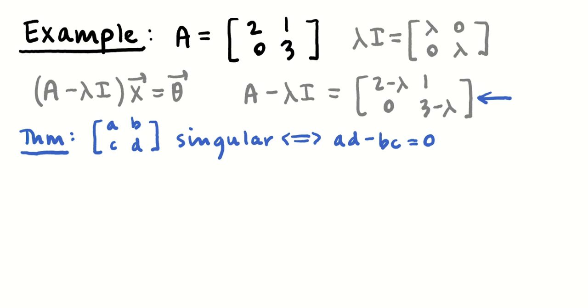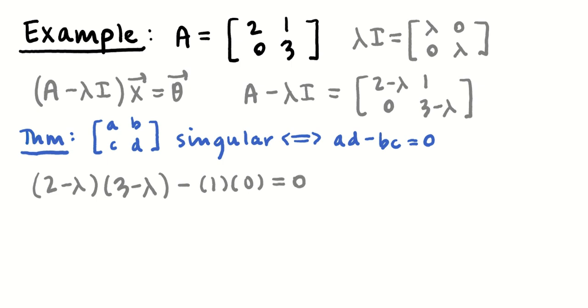I want to make sure that the product of the top left and bottom right entries minus the product of the off main diagonal is going to be 0. So I'm going to say 2 minus lambda multiplied by 3 minus lambda, minus 1 times 0, needs to equal 0 because I need A minus lambda I to be singular. That's minus 0, so this is really just 2 minus lambda times 3 minus lambda equaling 0. And so that gives me lambda equals 2 and lambda equals 3. And these are going to be my eigenvalues for A.